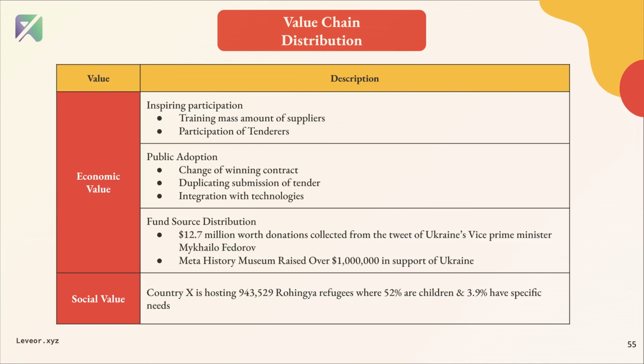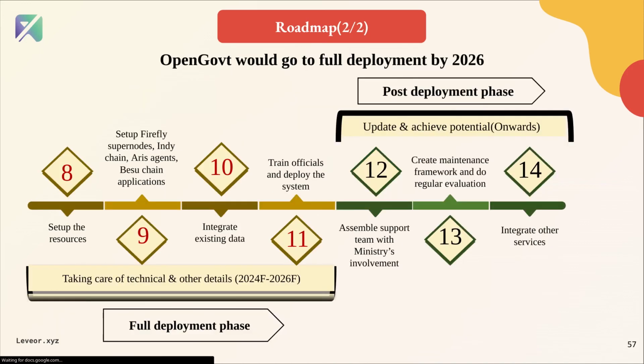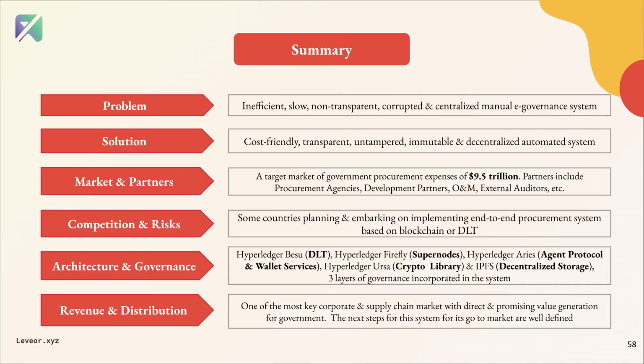Here's a brief roadmap of our system, where we aim to complete testing and initiate training to a test round by next fiscal year and roll out Firefly server deployments from 2024. After deployment, a support team should be assembled for maintenance. To summarize, we talked about the problem, solution, marketing partners, competition and risk, architecture and governance, and its distributions.